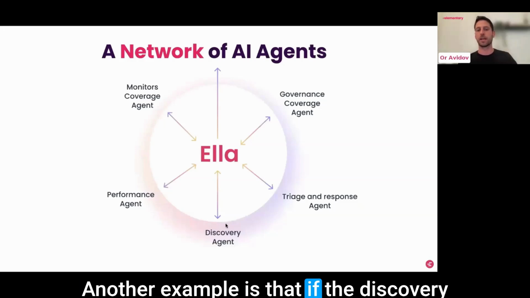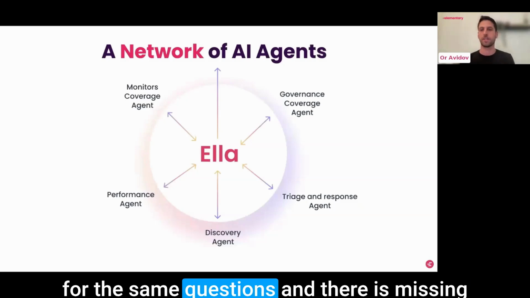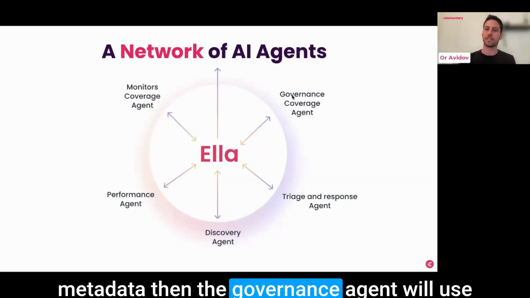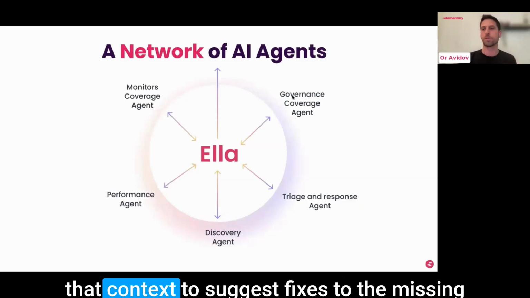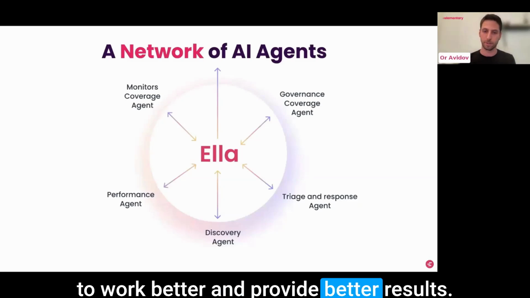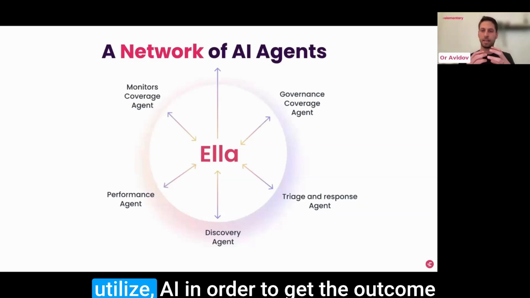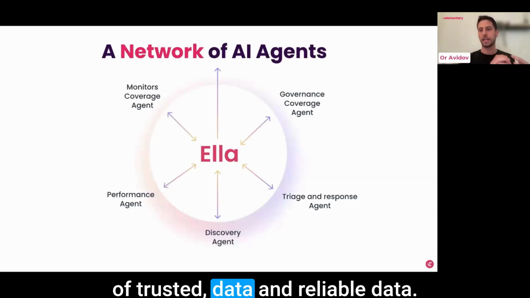Another example is that if the discovery agent is being questioned again and again for the same questions and there is missing metadata, then the governance agent will use that context to suggest fixes to the missing metadata in order for the discovery agent to work better and provide better results. So this network is the only way to really utilize AI in order to get the outcome of trusted data and reliable data.